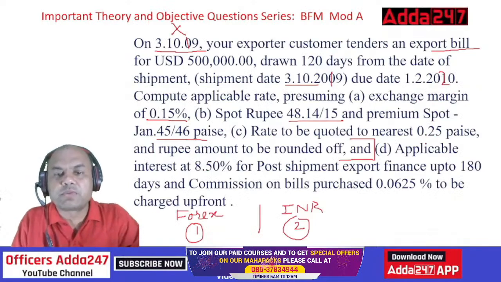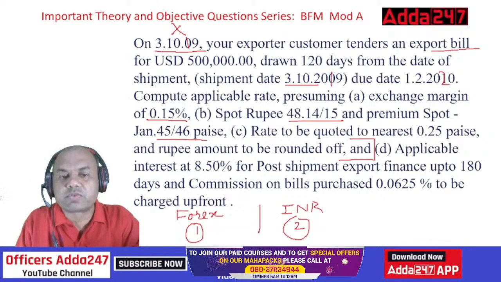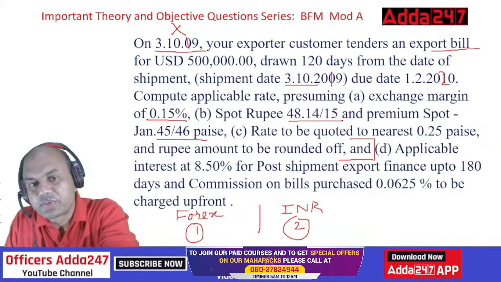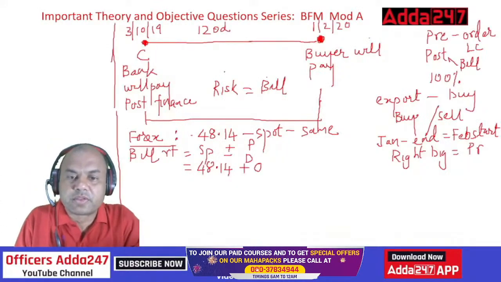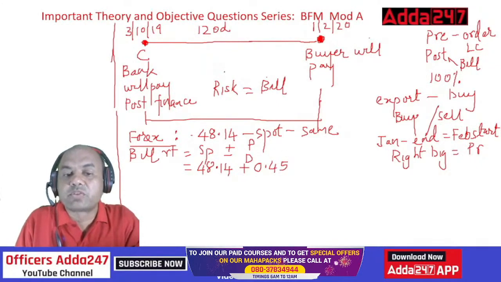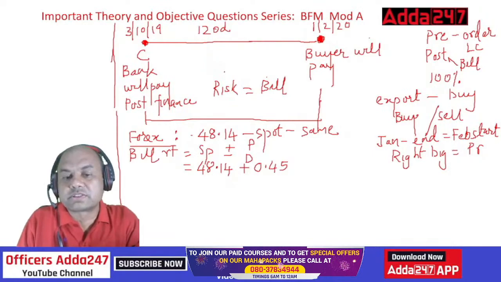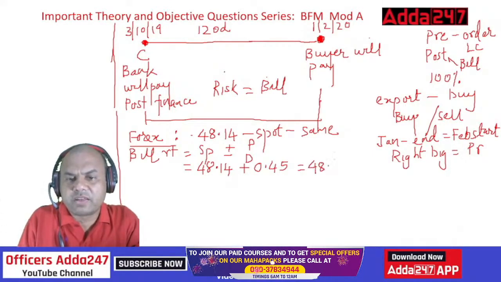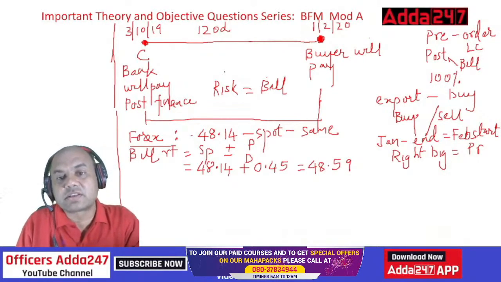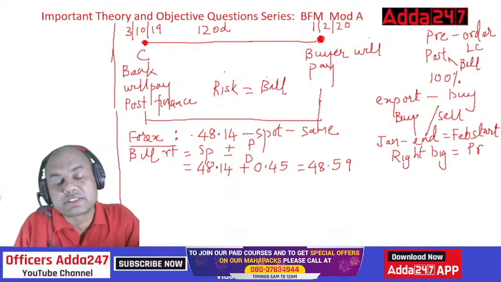So here, spot I have used is 48.14. Here January also I am using again 0.45. So I'll be using this only, 0.45. Now add this, 48.14 plus 0.45. What is the answer? 48.59. Okay. So is this my final answer? This is the rate to be quoted, but is this my final answer?